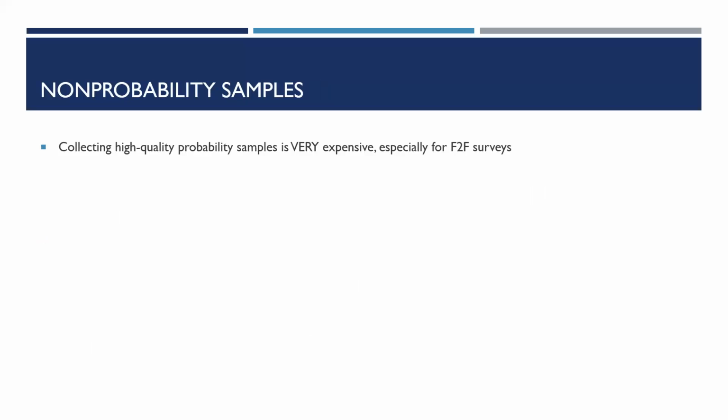Yeah, so those were all probability samples. Ideally, this is what we want to be working with because these are high quality. Usually we can assume fairly representative data. It's going to allow us to generalize to the whole population. But oftentimes researchers will rely on non-probability, or what we call convenience samples, because collecting these high quality probability samples is very, very expensive.